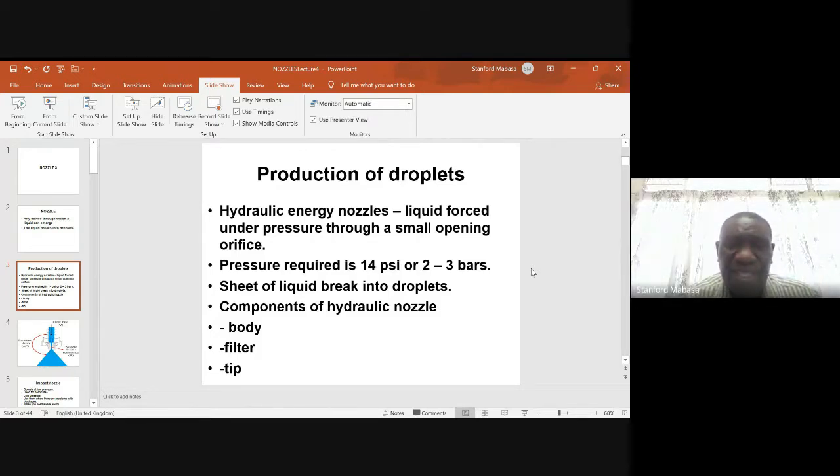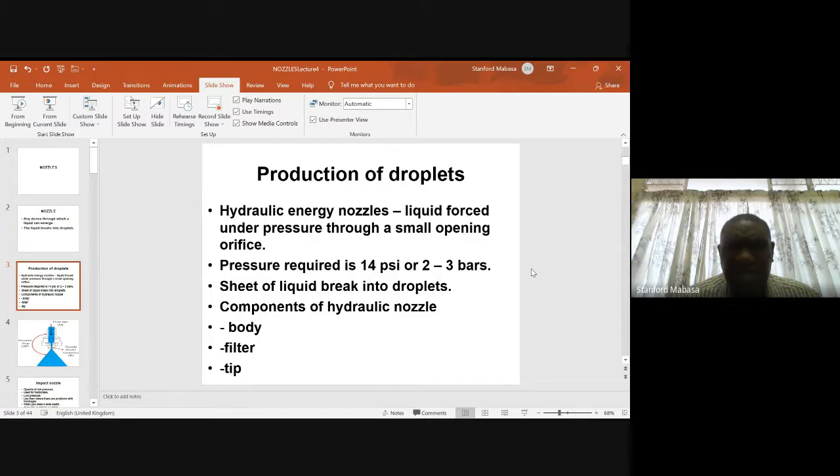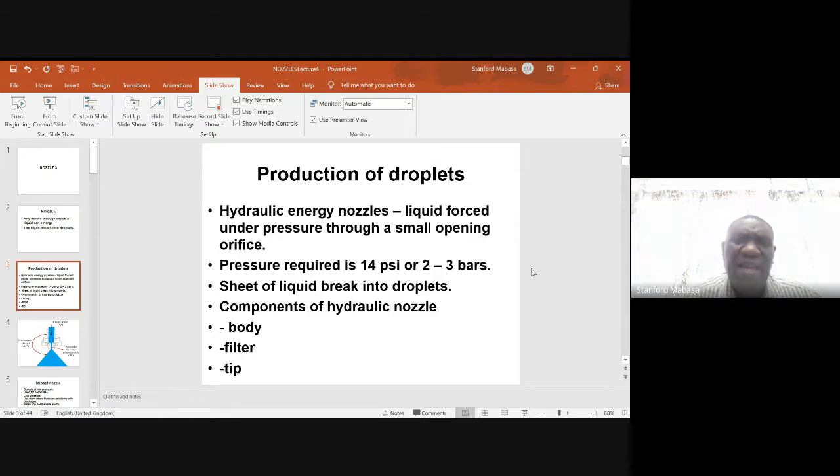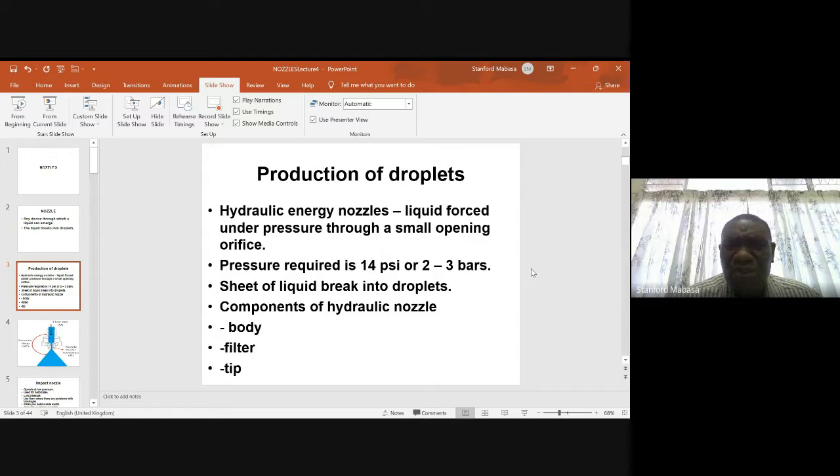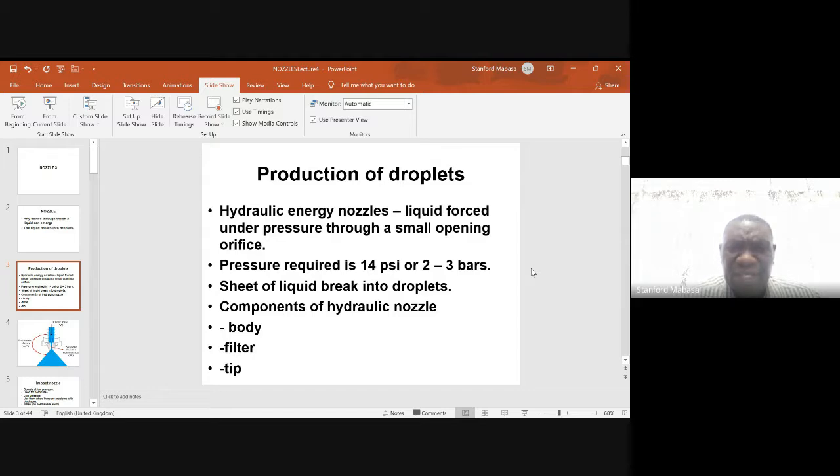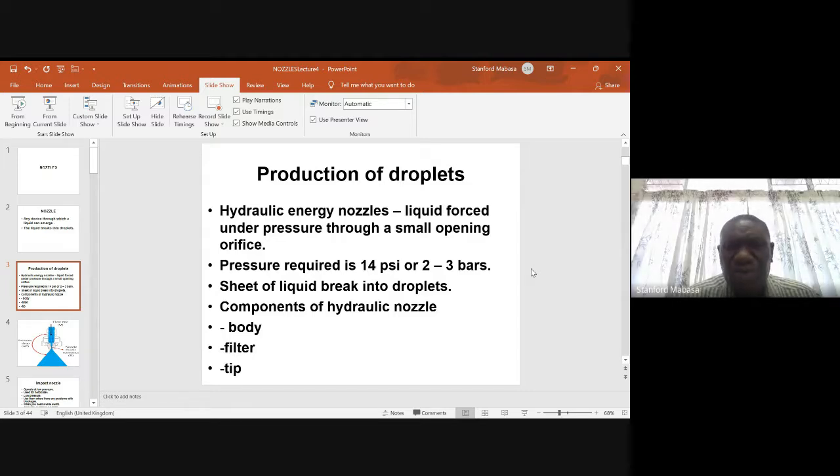So if we focus on the production of droplets, we have what we call hydraulic energy nozzles, where liquid or water is forced under pressure through a small opening, an orifice. The pressure required to do this may be 14 psi or 2 to 3 bars. The sheet of liquid breaks into droplets.